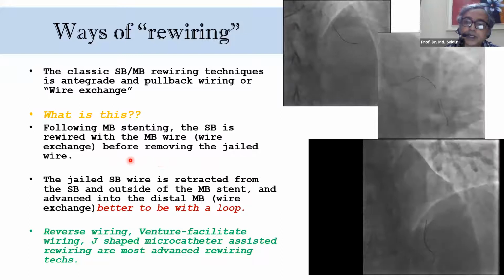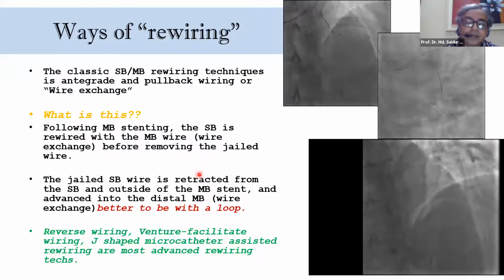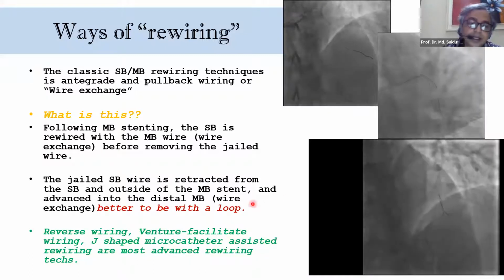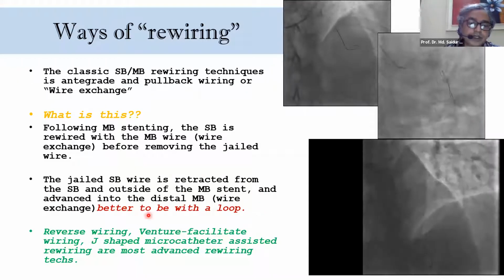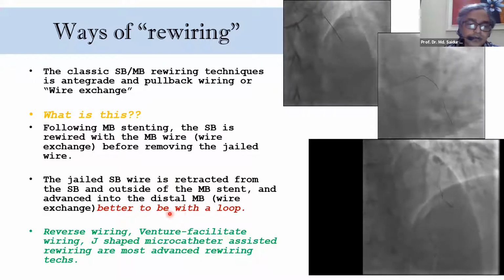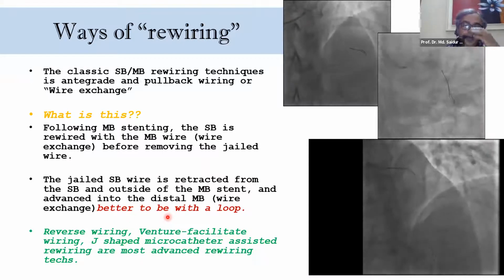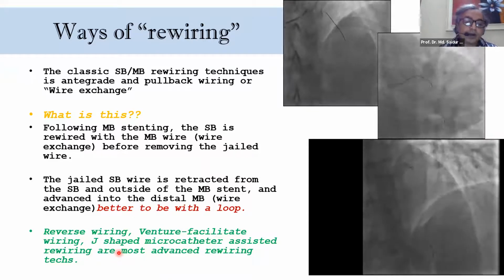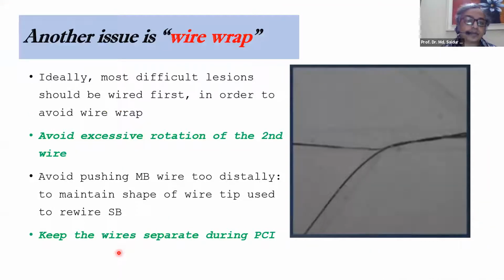Before removing the jailed wire, never and ever, I don't like to remove the jailed wire before rewiring. The jailed SB wire will then be retracted from the SB, obviously outside the MB stent, and advanced into the distal MB, wire exchange to be done. Better to be with a loop, and then you have no worry that it is crossing through the strut of the main branch. Other than that, there is reverse wiring or other special techniques, microcatheter assisted rewiring. These are also possible there.